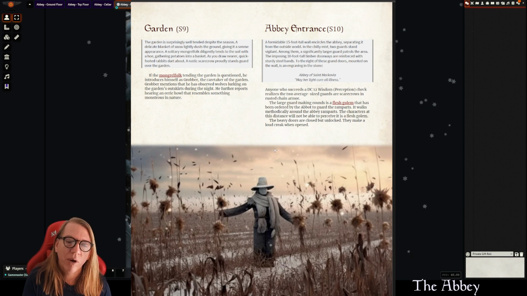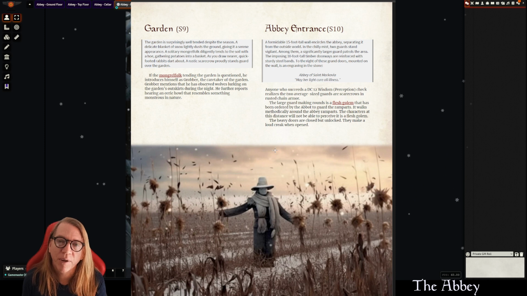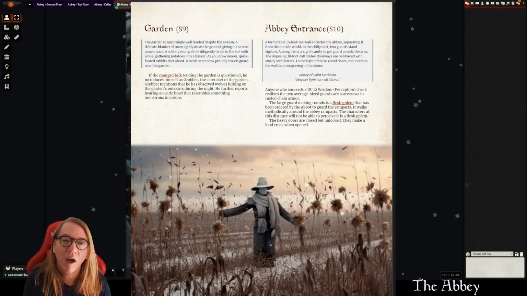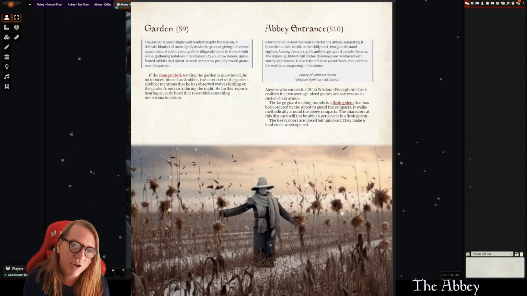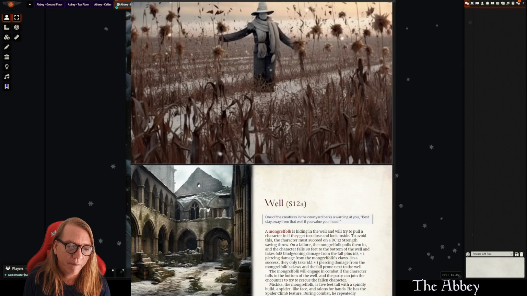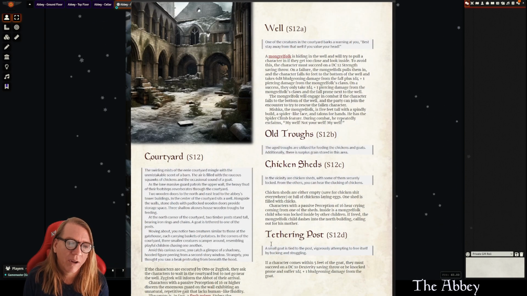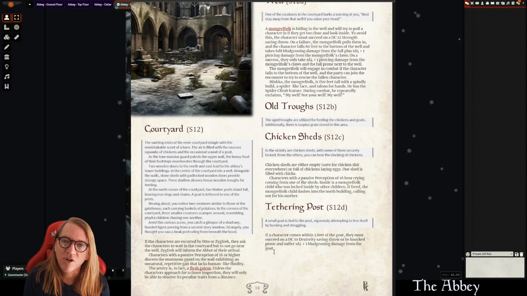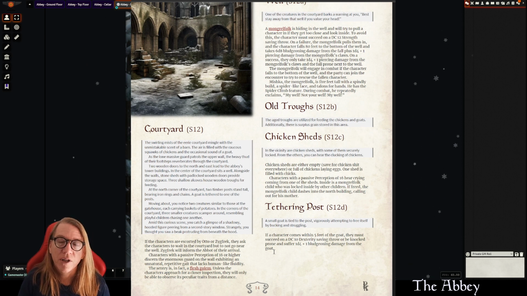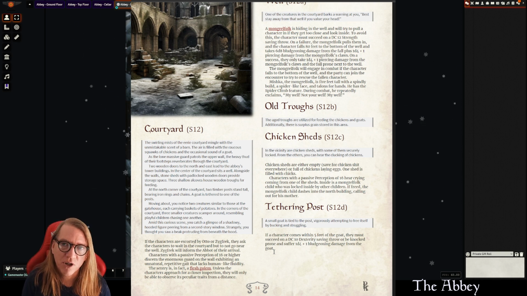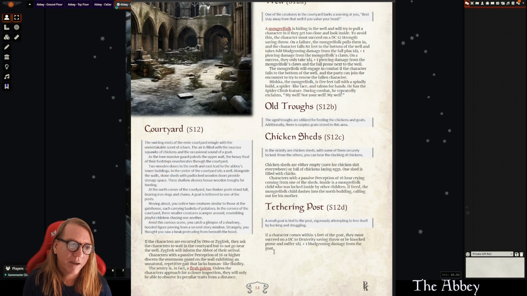Some of them are social encounters. Some of them could be things the players could find. Some of them could even be a combat encounter. So those are sprinkled throughout this guide, including the well, the chicken sheds. There's a goat at the tethering post that can kick the players. So remember, these are descendants, humanoids that have been deformed, cursed by Strahd, trying to live what resembles some kind of existence in the Abbey here.